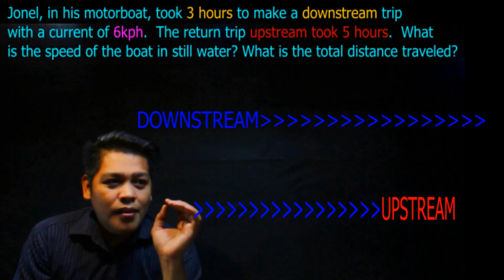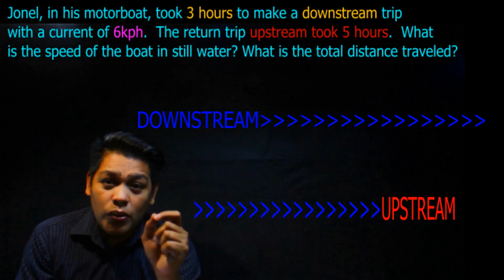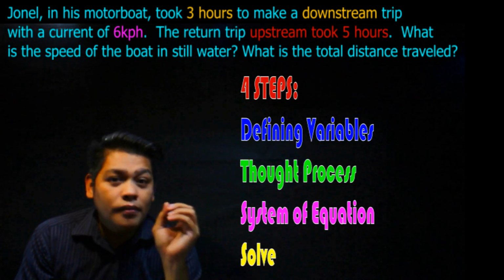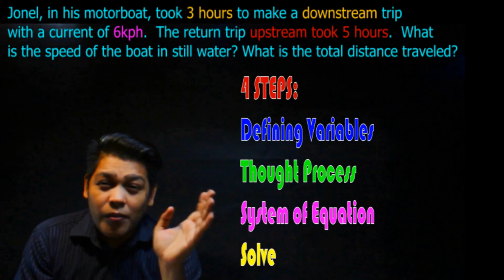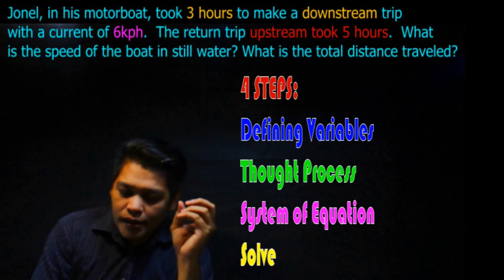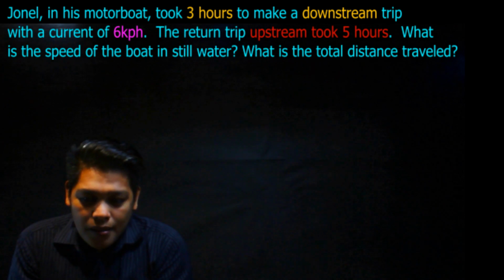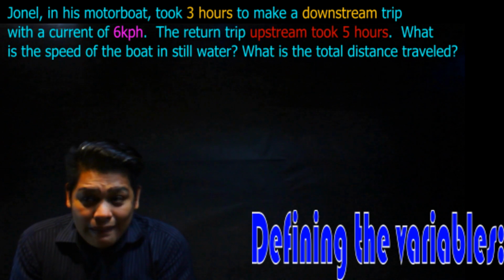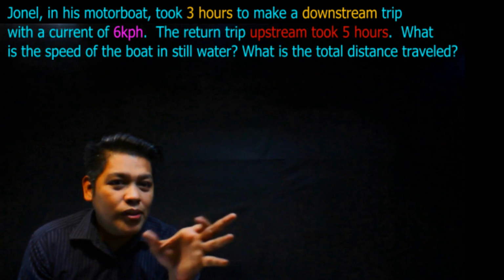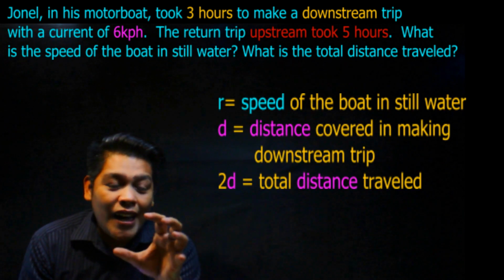So again, how to solve this problem is we are going to follow 4 steps: defining variables, thought process, the system of equation, and the last is solve. So solve natin. So first is, let's define the variables. So let R, yung R, yung speed ng boat. Yung bilis ng boat ni Junel. Yun yung hahanapin natin.